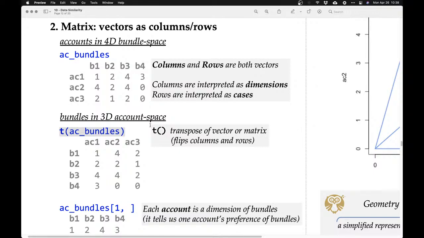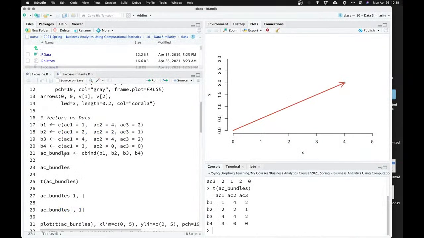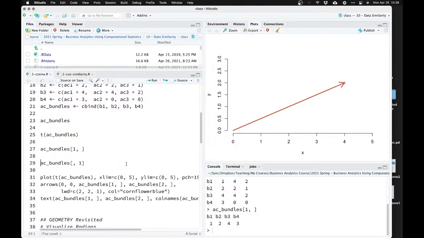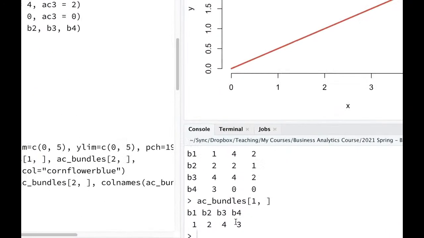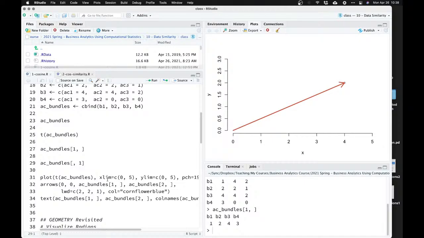It'll be a little hard for me to demonstrate three dimensions on a two-dimensional screen. So let's take a look at one bundle. By the way, we can look at the bundles either by columns or by rows. So this is looking at a single row, and this is looking at a single column. I hope you remember that from your swirl tutorials back in the day. Matrices, you can look at them column wise or row wise.